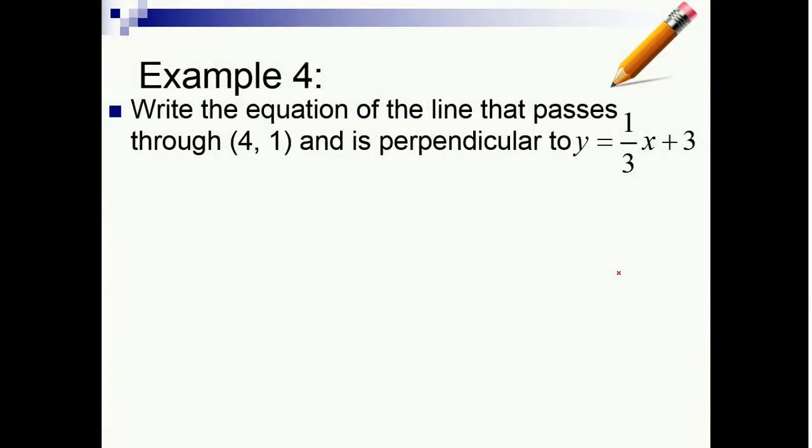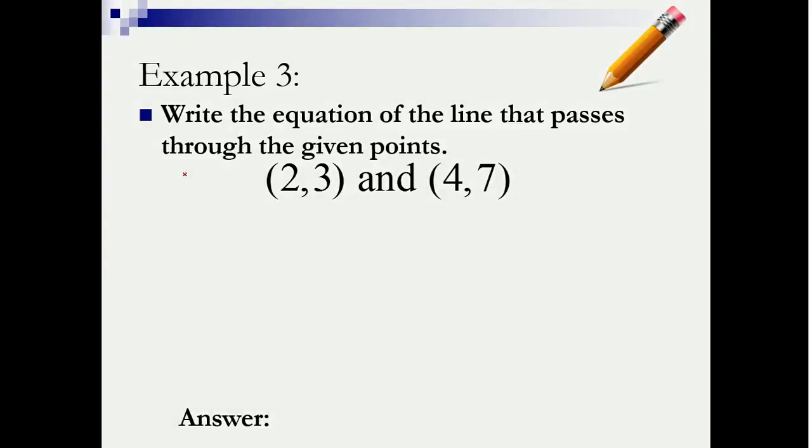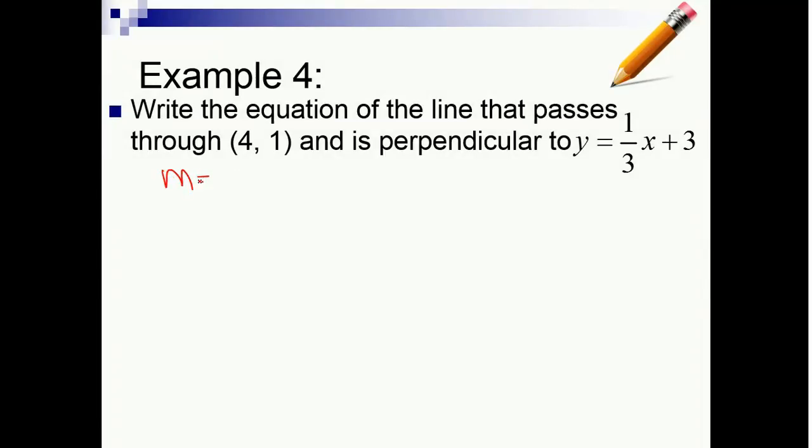What about this one? I need to write an equation of a line that passes through the point (4, 1) and is perpendicular to y equals 1/3 x plus 3. Whoa, that's a lot. I don't have a slope. How can I find the slope? Oh, this line right here is perpendicular, right? If it's perpendicular, what do I know about the slopes? They're opposite reciprocals. So the reciprocal of 1/3 would be 3. Opposite, or negative, would be -3, right? So my new slope needs to be -3.